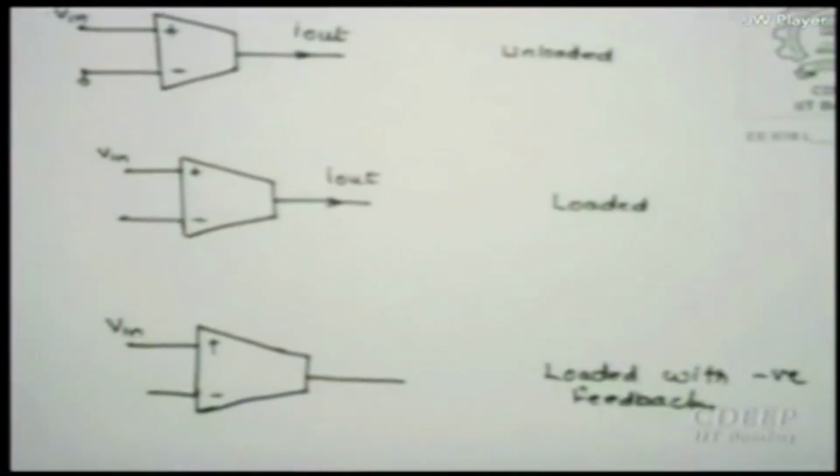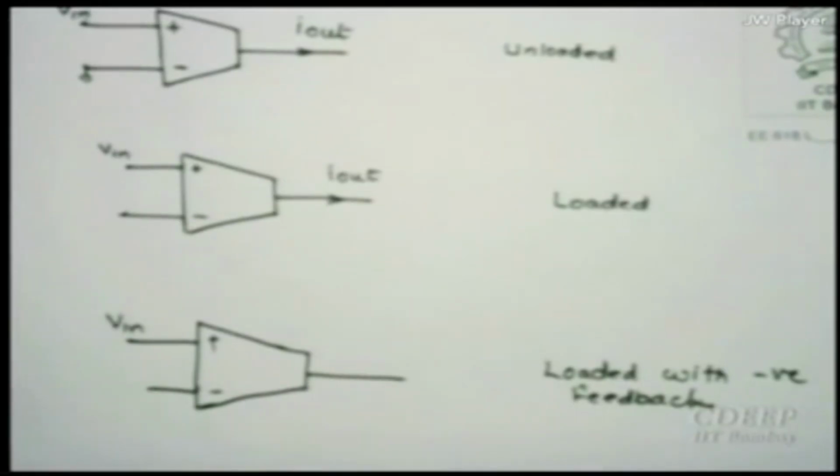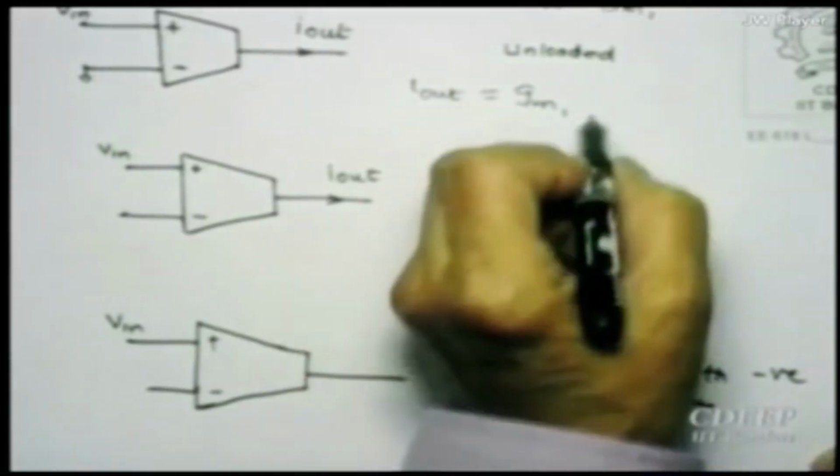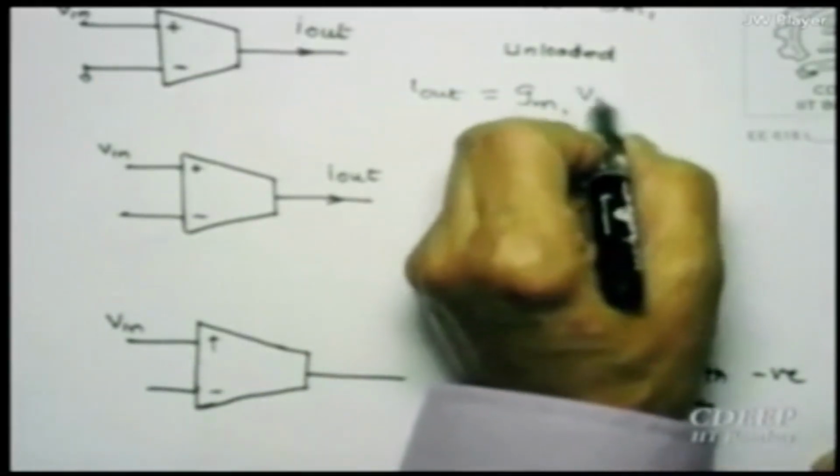But we like to use most of them in closed loop configurations. So let's say this is the I ground per se, and this is the OTA which you have started with. And then we always said I out is GM. Let's say right now GM is equal to GM1, times Vn.